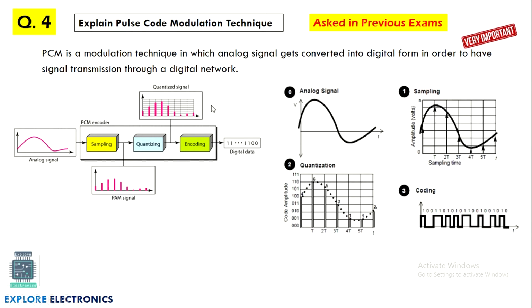It can be asked separately for 5 to 6 marks. You need to explain this block diagram, and also the sampling, quantization and encoding need to be explained by taking the input signal like this.